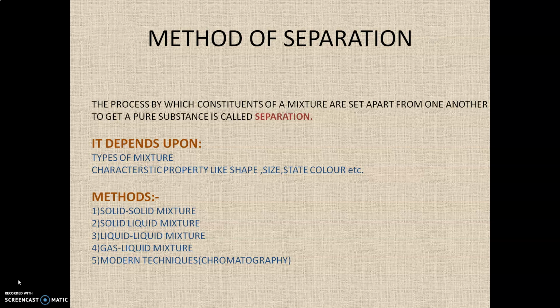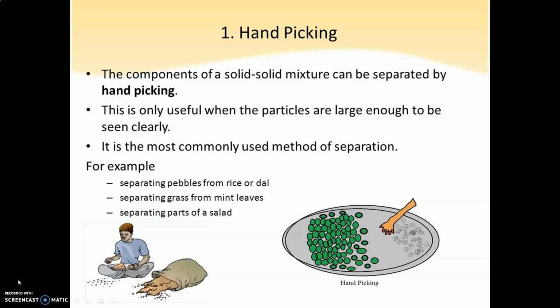For solid mixture, both the substances will be solid in nature. A very good example is hand picking. Now what is hand picking? Whatever you do at home, you must have seen, right? While separating pulses from stone, rice and dal, separating grass from mint leaves, you use your hands for picking the things. Such type of separation is known as hand picking, where you require your hands.